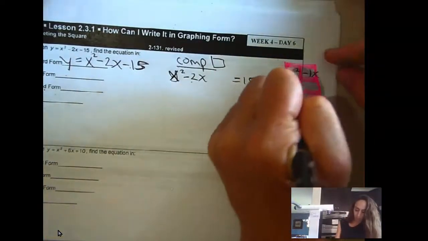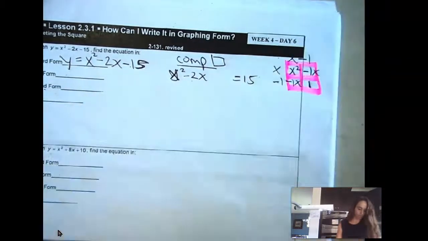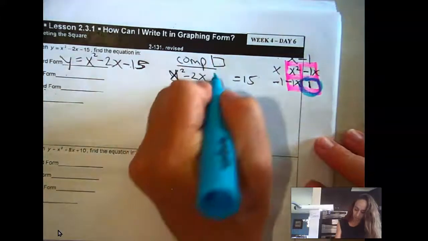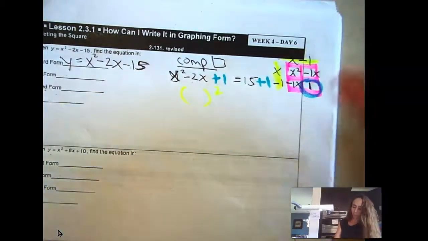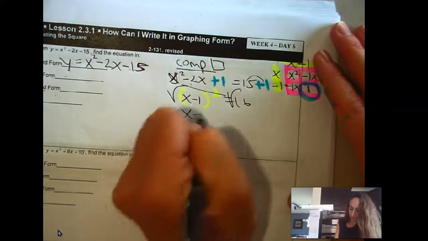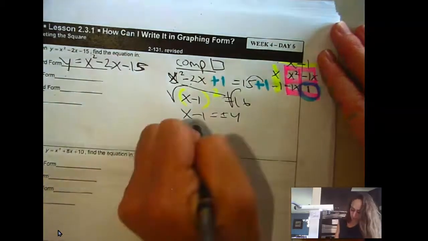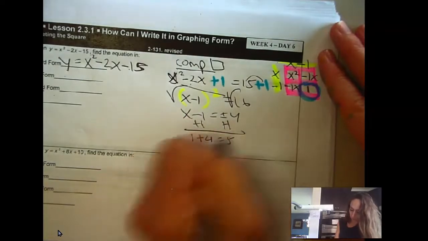So half of negative 2 is negative 1. And then now I go x, negative 1, negative 1. A negative 1 times negative 1 is positive 1. So this positive 1 gets added to both sides. And then I take, let me find another pen here, this, and that's what's going to be in parentheses squared. So I get x minus 1 squared, and 15 plus 1 is 16. What do you think I do now? You're right, square root. That gets rid of that. x minus 1 equals plus or minus 4. Add 1, add 1. So I have 1 plus 4, which is 5.